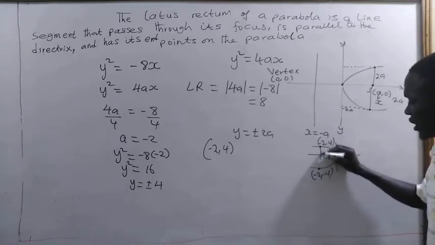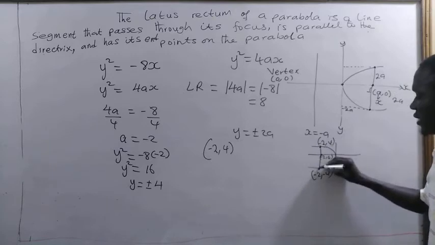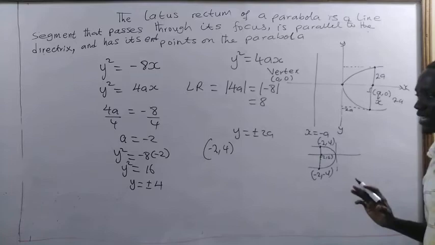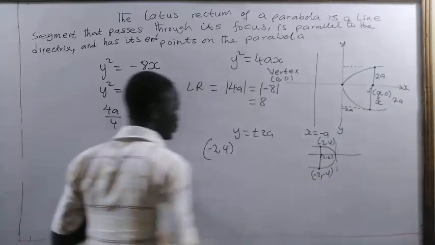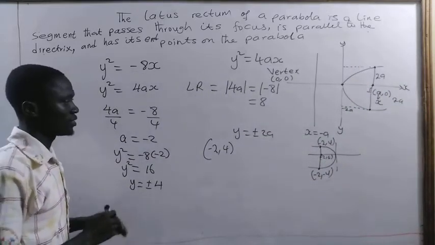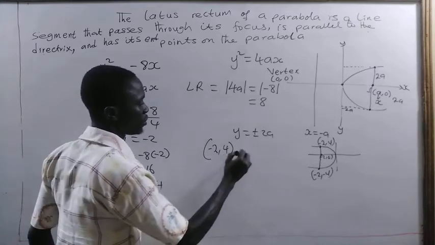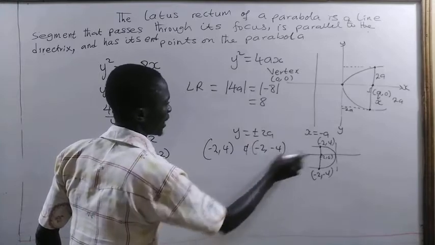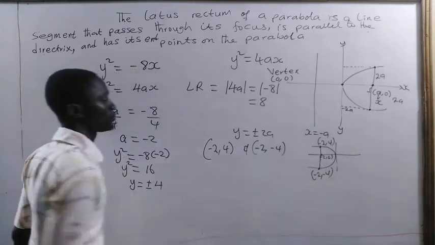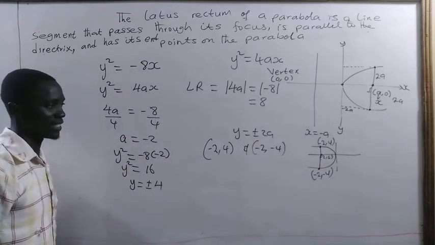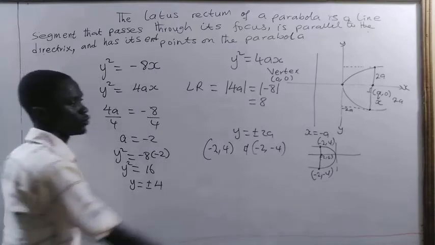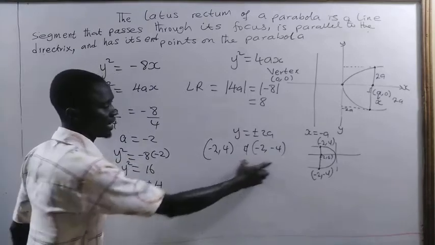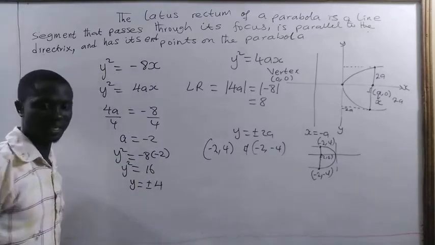And if you draw a line through this, we get the length of the Latus rectum. So we should take note of that. I hope this one helps. So we have negative 2, positive 4, and negative 2, negative 4 as the endpoints of the Latus rectum. That is very, very simple. So this is that and this is that. The first one too, I should have done it this way, but I forgot. So let's take a different example.